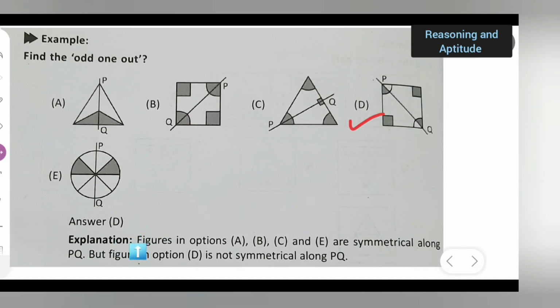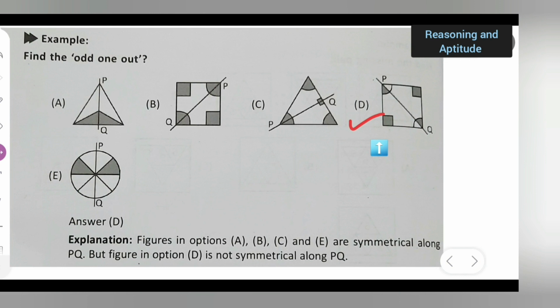Have you all seen? Explanation: figures in options A, B, C, and E are symmetrical along PQ. Right? Along PQ, all are symmetrical. But option D is not symmetrical, because here there is a shaded portion, and here this is also shaded, but on this side it is unshaded. Both should be shaded on the other side also. It should be the same thing, right? Here one is unshaded, here shaded, here the shaded portion is there, the unshaded portion is there. That's why it is not symmetrical along PQ. So obviously option D is the odd one.